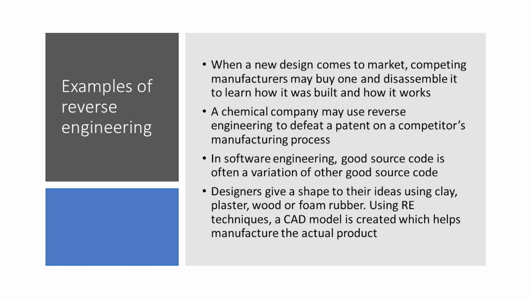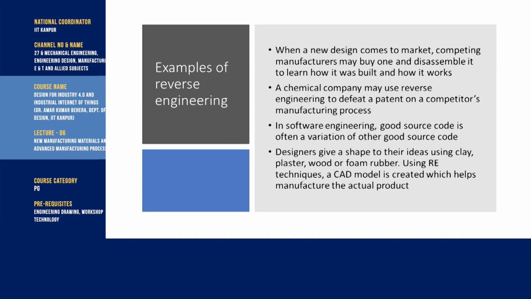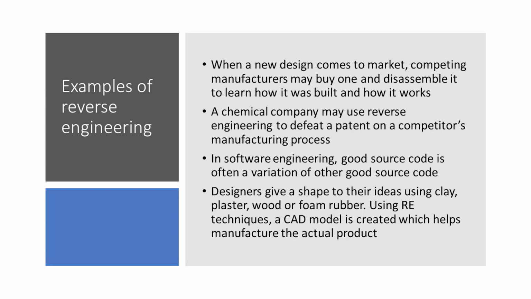So, some examples of reverse engineering: when a new design comes to market, competing manufacturers may buy one of these designs and disassemble it to learn how it was built and how it works. So, let us say a new smartphone comes out. So, competing companies, let us say Apple has launched a new smartphone, other companies like Sony, Samsung, Nokia, etc., can buy that iPhone and disassemble it and then learn how it was built and how it works. So, take the existing product which has come out and learn how it was built and how it works.